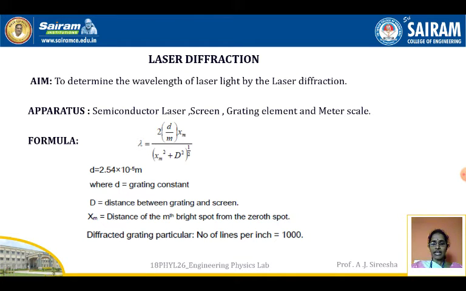The diffraction grating particulars are: the grating element we are using has the number of lines per inch taken as 1000 lines per inch. Converted into meters, you get the value of d as 2.54 × 10^-5 meters.